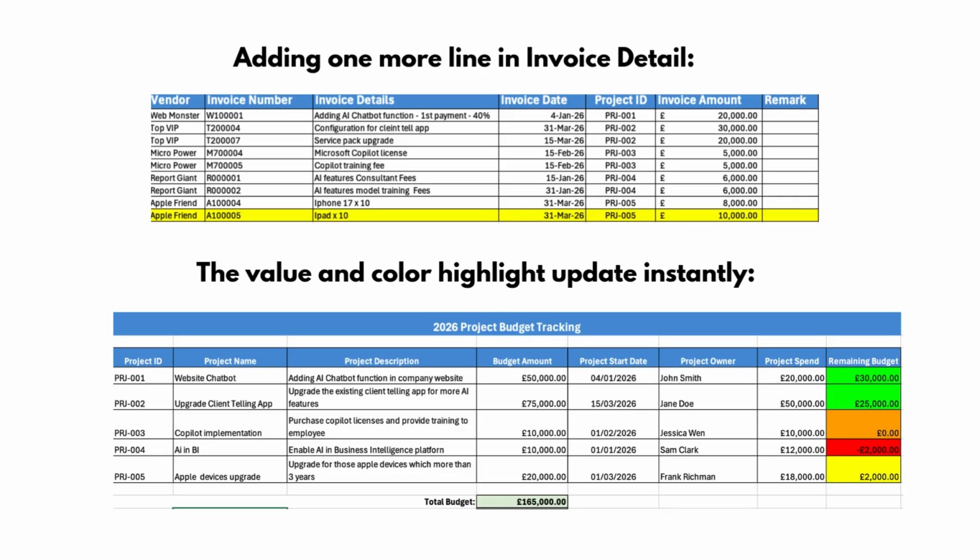What happens when the project moves forward? I'm going to head over to our invoice detail sheet and add one more line item, a big one for our Project ID PRJ005. Now, let's jump back to our summary sheet. And look at that! The project spend updated instantly, the remaining budget recalculated, and our traffic light just flipped from green to yellow right before our eyes. The formula and the conditional formatting did exactly what they were supposed to do. No manual refreshing, no broken links. It just works. Good job, Copilot.